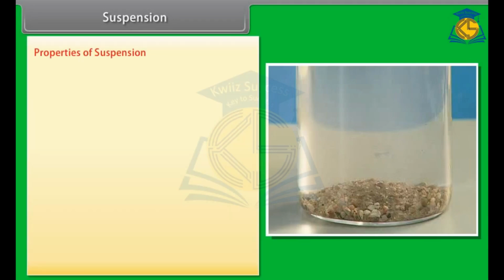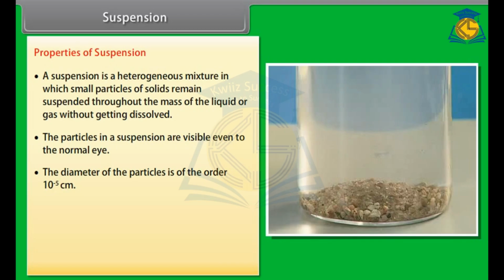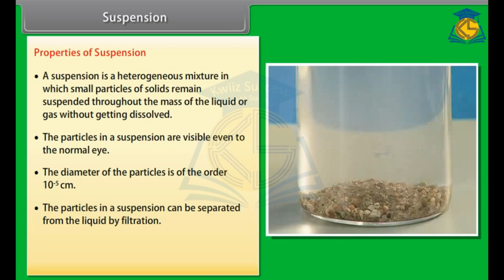Properties of suspension. A suspension is a heterogeneous mixture in which small particles of solids remain suspended throughout the mass of the liquid or gas without getting dissolved. The particles in a suspension are visible even to the normal eye. The diameter of the particles is of the order 10 raised to the power minus 5 centimeter. The particles in a suspension can be separated from the liquid by filtration. The particles of suspension will settle down on standing.